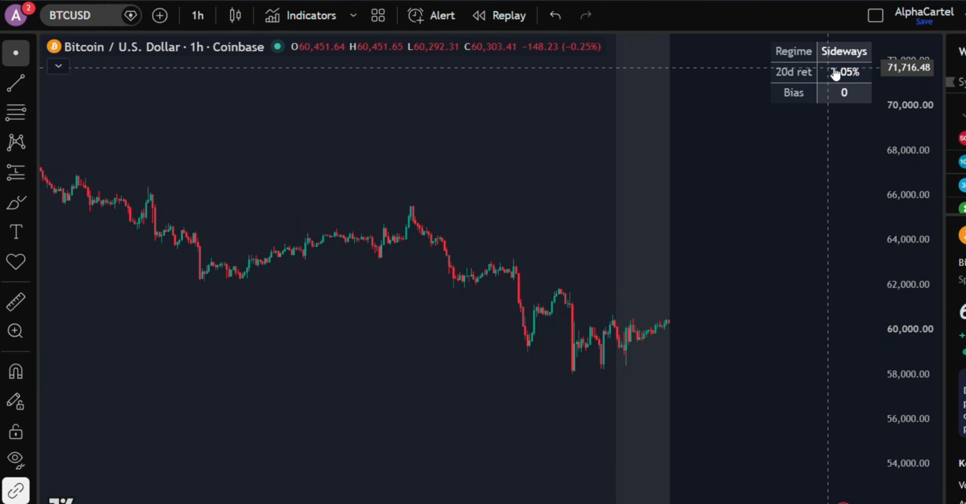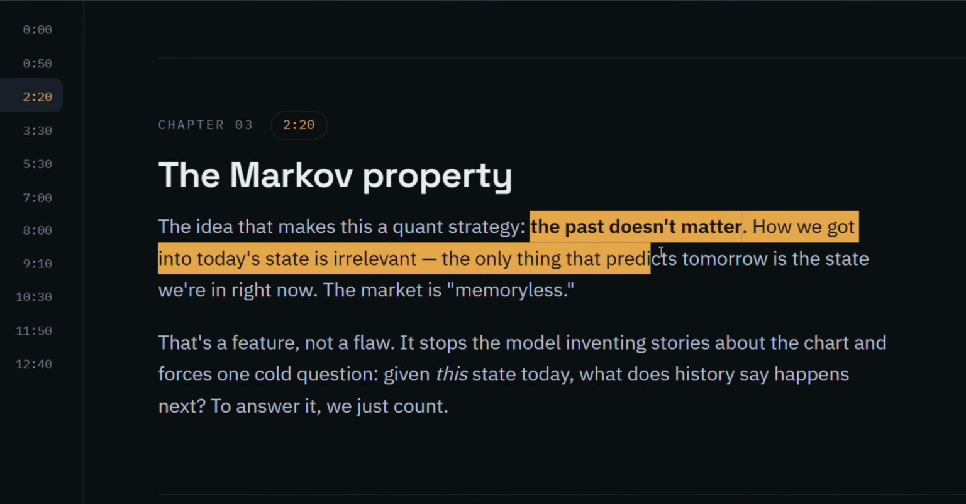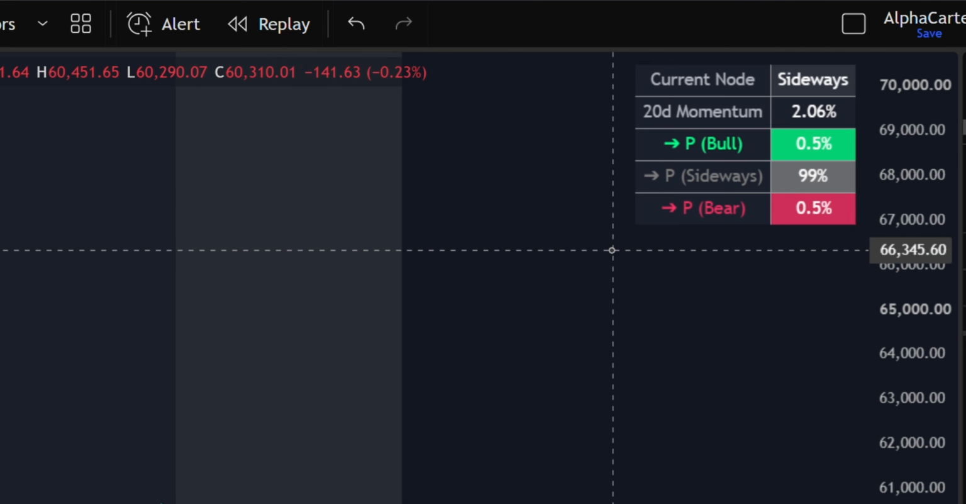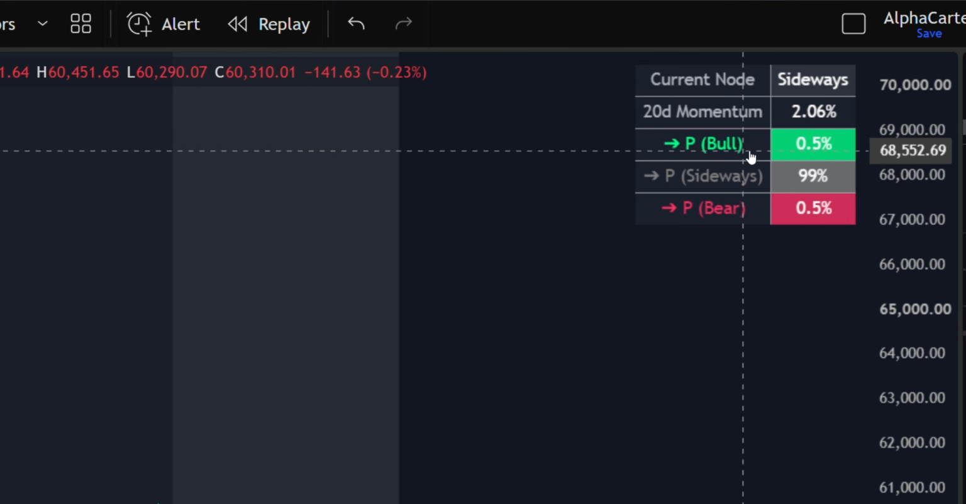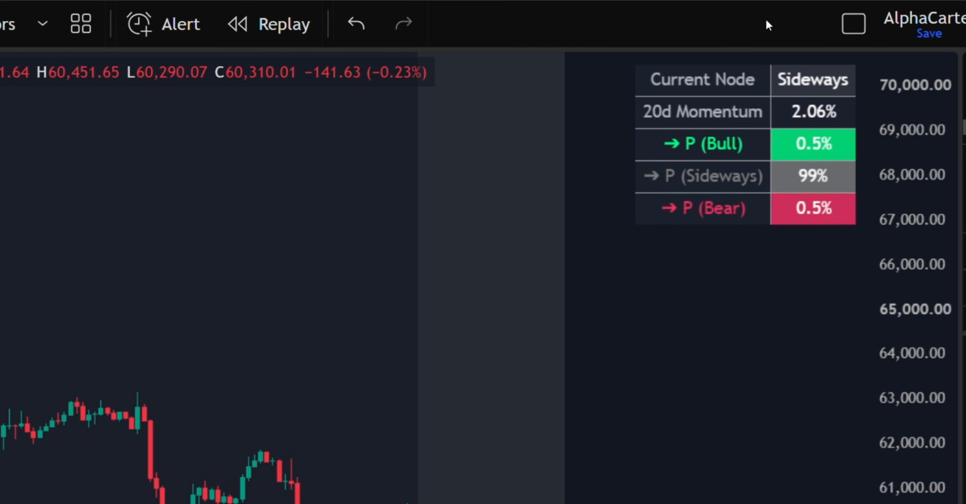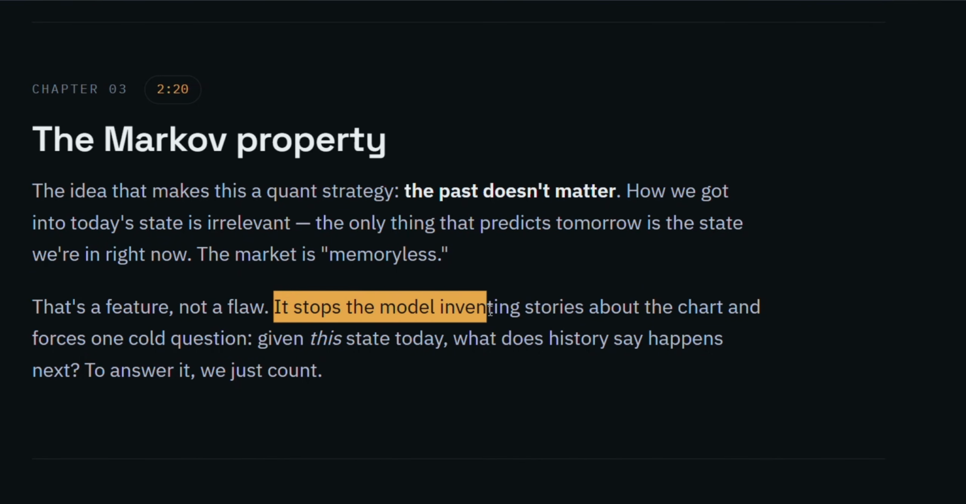Now the idea that makes this a quant strategy, and it sounds almost reckless. The past doesn't matter. How we got into today's state is irrelevant. The only thing that predicts tomorrow is the state we're in right now. That's called the Markov property. The market is memoryless, and that's not a weakness. It's the whole point. It stops the model from inventing stories about the chart and forces it to answer one cold question: given that we're in this state today, what does history say happens next?